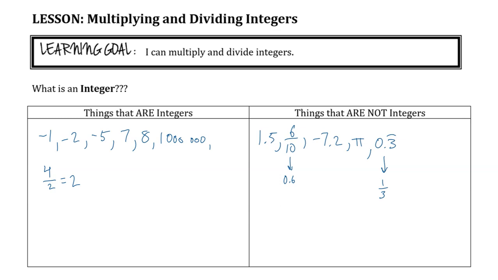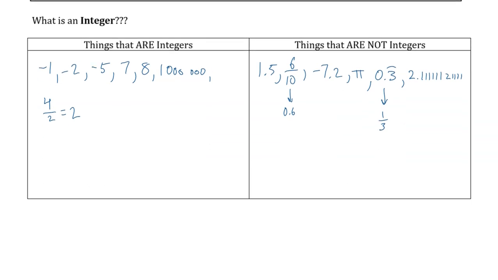You want to give us one more? Okay. 2.111111211 a million times or something like that. Yeah, that's a good one. So you could get creative. That's not the point of this, but what things are integers, what things aren't.